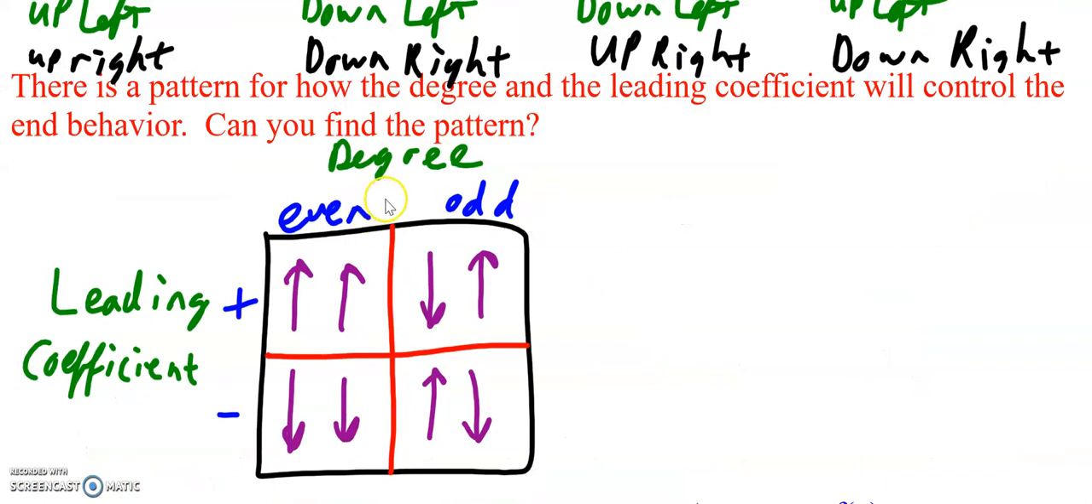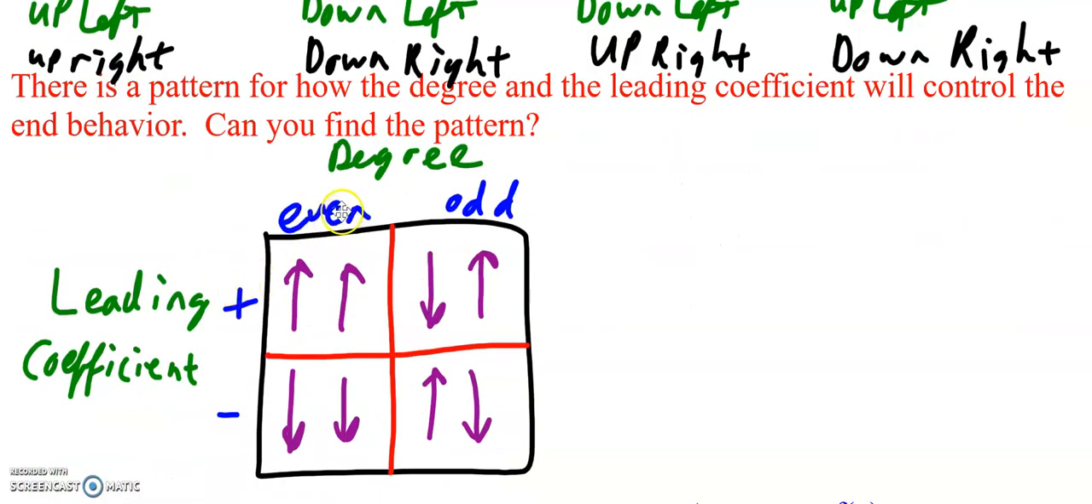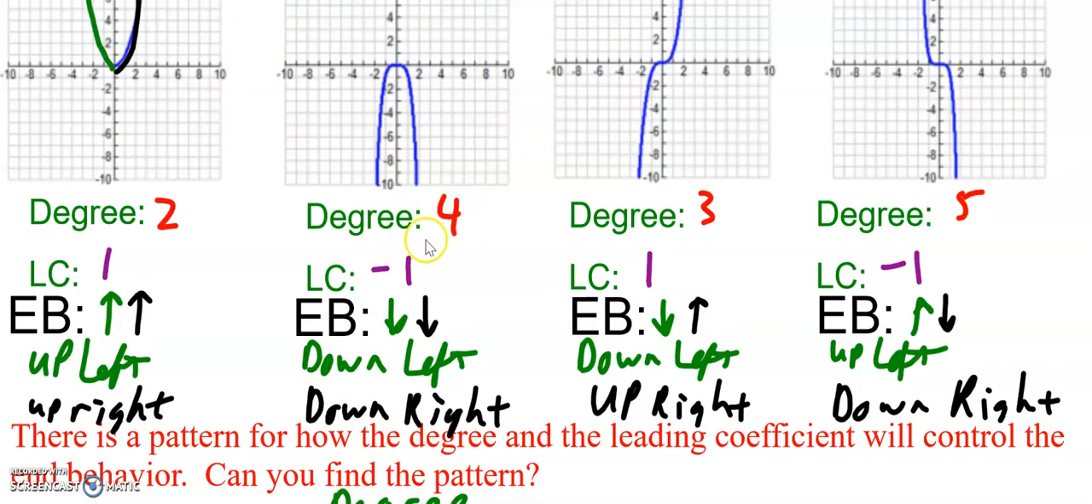All right, so the pattern is that if the degree is even, or if it's odd, and the leading coefficient is positive or negative, that is going to control the end behavior. So if the degree is even, and the leading coefficient is positive, then the end behavior is going to be up, up. And we see that here. Degree is even, leading coefficient is positive. If the degree is even, but the leading coefficient is negative, then the end behavior will be down, down. And we see that here. Degree is even, leading coefficient is negative, down, down.